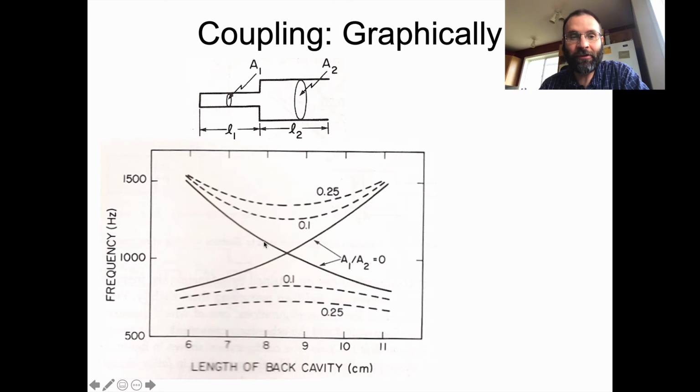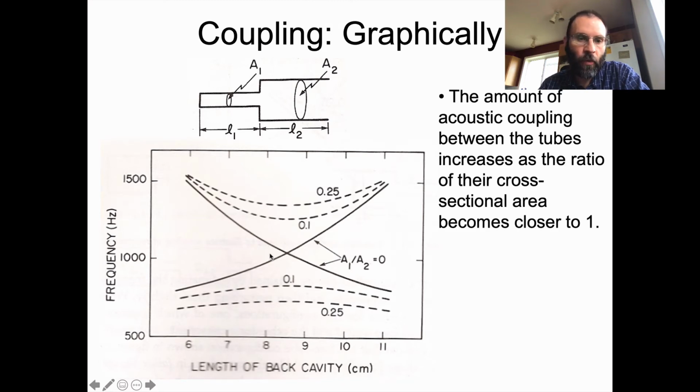We're not dealing with this ideal case because it wouldn't actually work in reality. Instead, we have a bit of coupling. So the bigger this cross-sectional area is here, the more connection there is acoustically between the two tubes, right? So there's more space for the energy of the back tube to escape into the front tube, and vice versa for that matter.